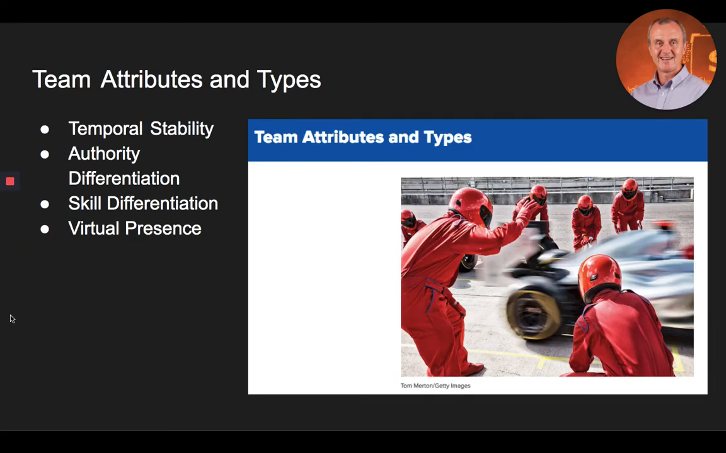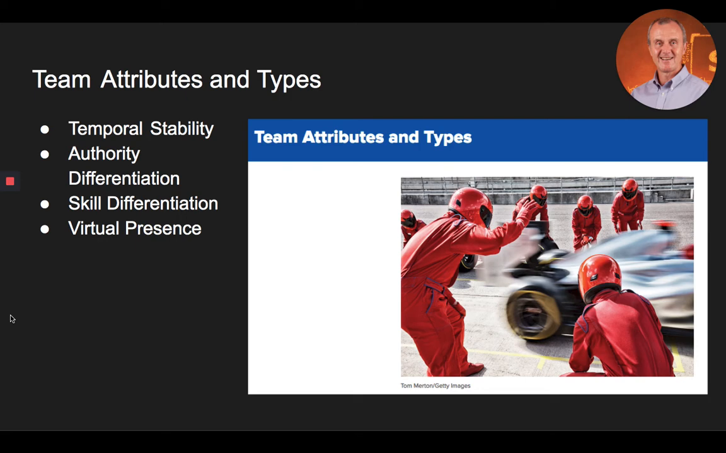Now, let's talk about team attributes and types of teams. There are many different types of teams. This is important because the factors that determine team success often depend on the type of team in question. It is useful to consider a small set of defining team attributes, which together may be useful in describing every conceivable team. Researchers have shown that these attributes include temporal stability, authority differentiation, skill differentiation, and virtual presence.